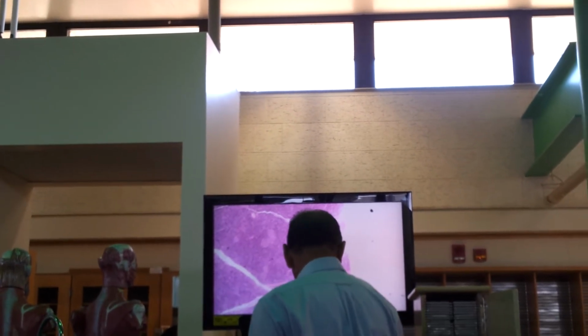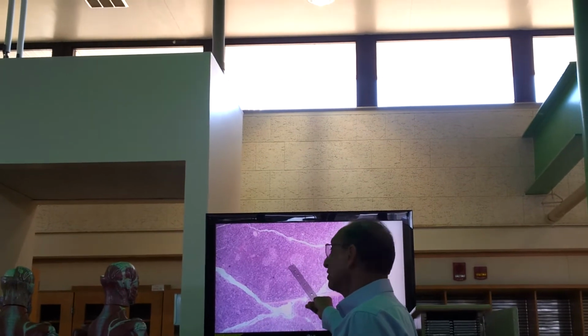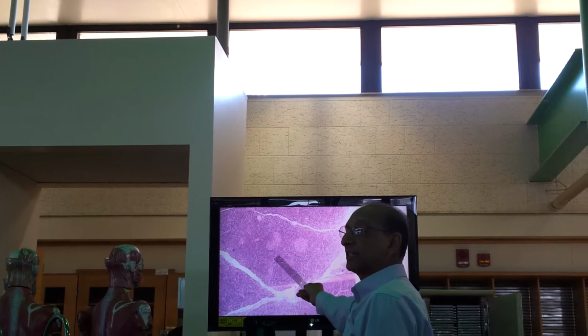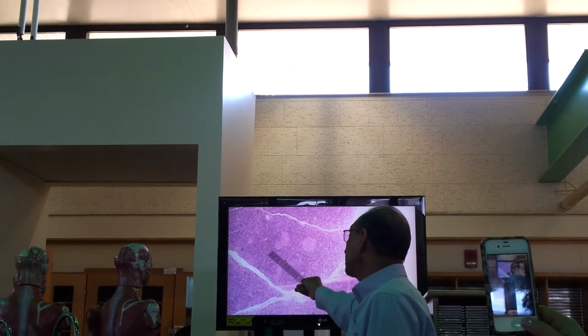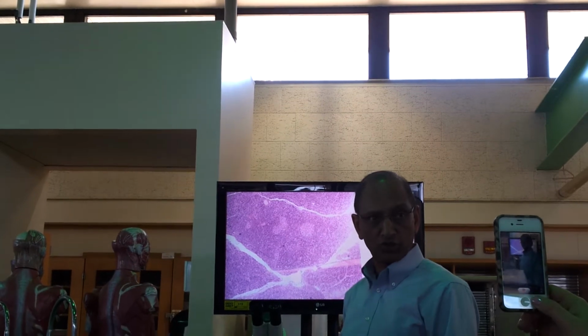This side is the acinar side. You can easily see the islet here, right? And all these cells outside are called acinar cells, and these acinar cells secrete pancreatic juice.